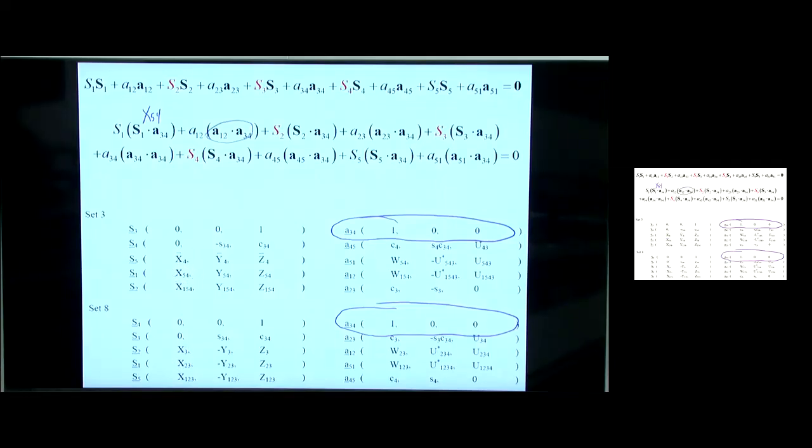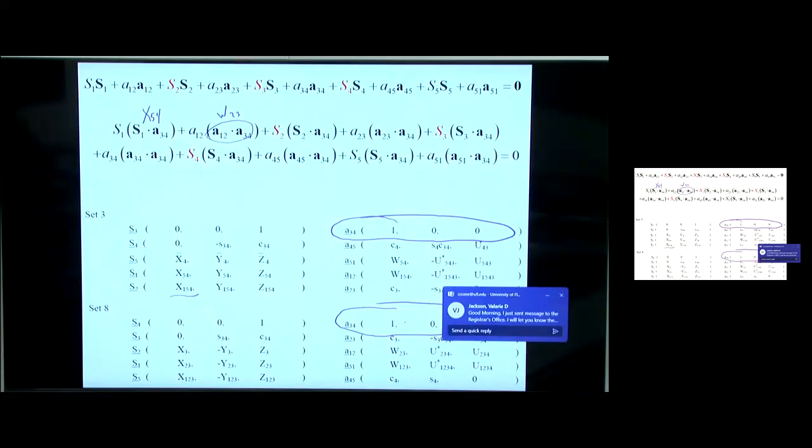Okay, this dot product, A12 dot A34. If I do it over this set, I'm going to get W154. If I do it over here, I'm going to get W23. That seems simpler. S2 dot A34. Let's see, what do we got? Over in this set, I'll get X154. Okay.